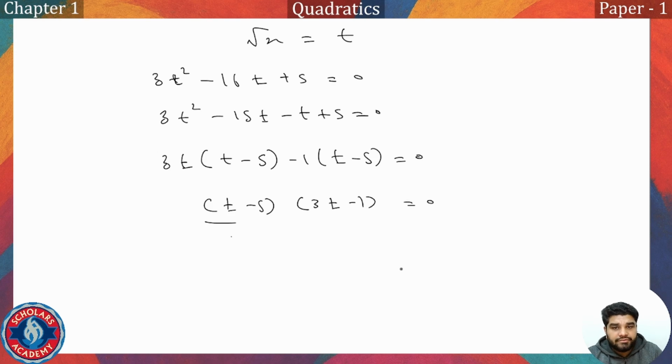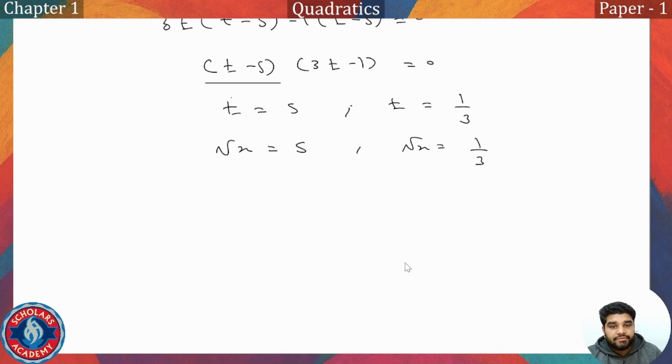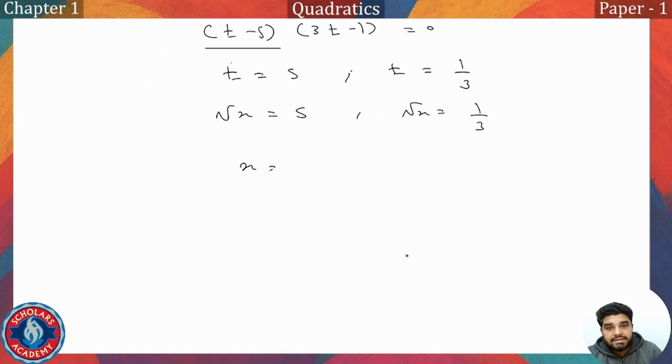From here, one factor gives us t = 5, and the other factor gives us t = 1/3. So root x = 5 and root x = 1/3. From here we get x = 25 and x = 1/9. I hope it is clear.